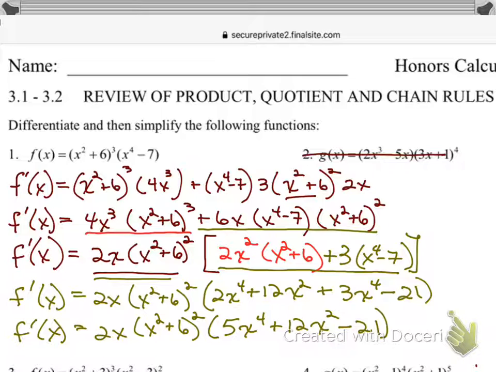Okay, so that's my best form. I'm just looking, is there anything else I can take out? And there's really not. And so I will say that we are done at this point. We're going to go on to the next page. I'll do number 2.